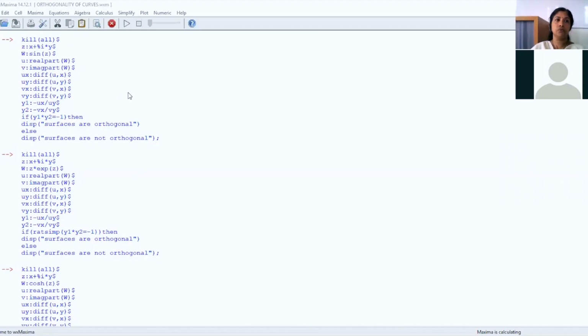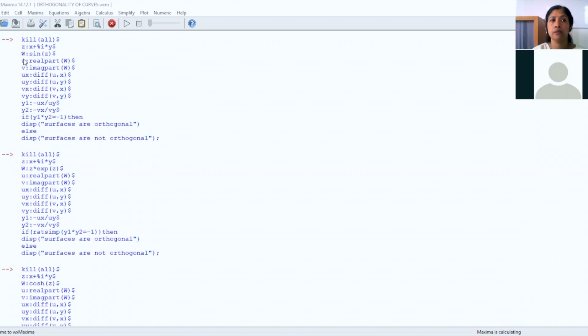Okay, so the first question, sin Z. How do we write the program? We cannot start with W because W contains sin Z. So we'll have to clearly say what is Z. So Z is x plus Iy. Then W is equal to sin Z.